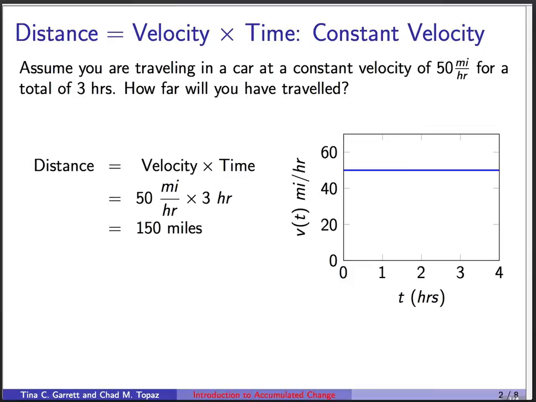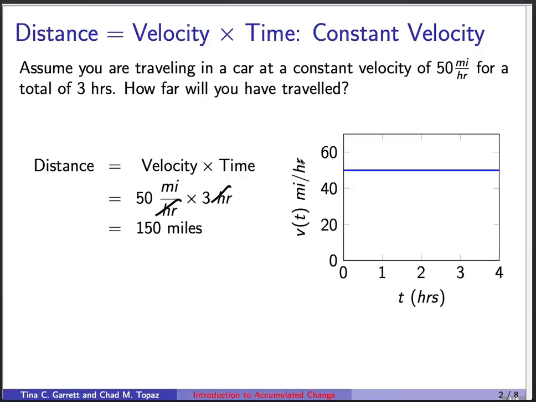You're probably familiar with the idea that distance is equal to velocity times time. So let's imagine you take a trip at a constant velocity. You're traveling in a car at 50 miles per hour for a total of 3 hours. How far will you have traveled? You say this is a piece of cake. It's just velocity times time, 50 miles per hour times 3 hours. You could even think of the hours as canceling out here. That's 150 miles.